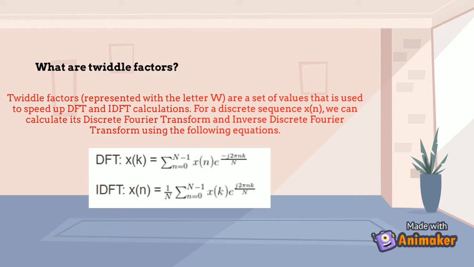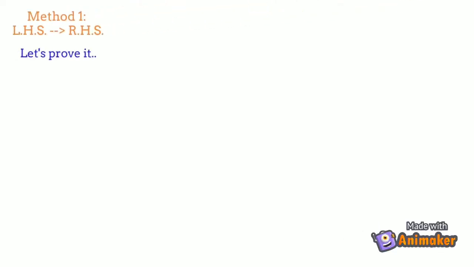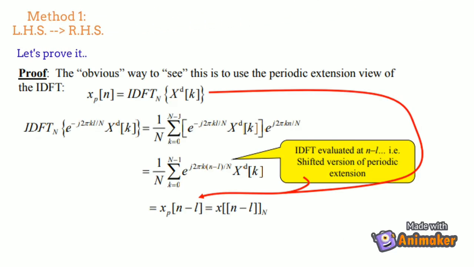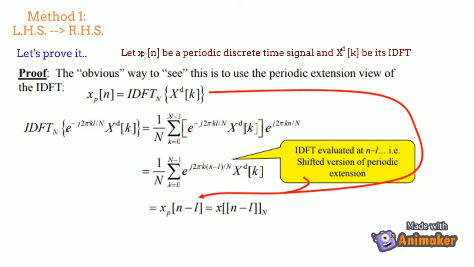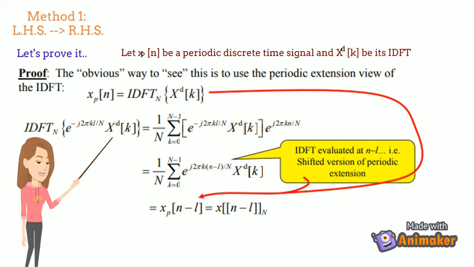Now we came to know what circular shift and Twiddle factor mean. Let's check method 1, that is LHS to RHS, and prove it. Let us assume xp of n be a periodic discrete time signal and Xd of k be its discrete Fourier transform.